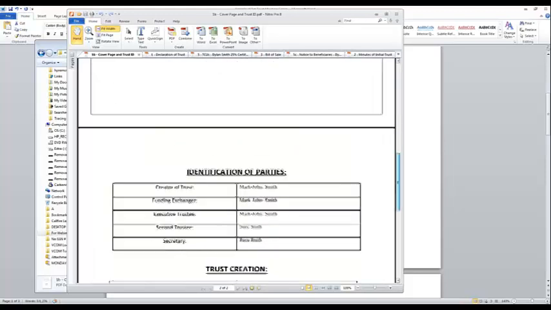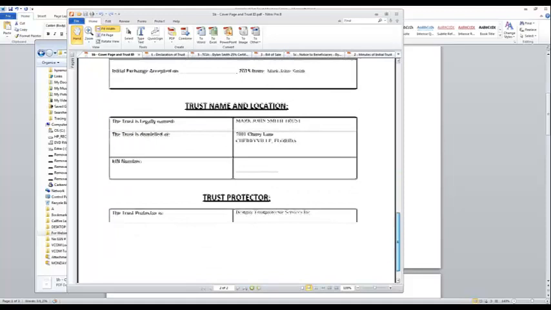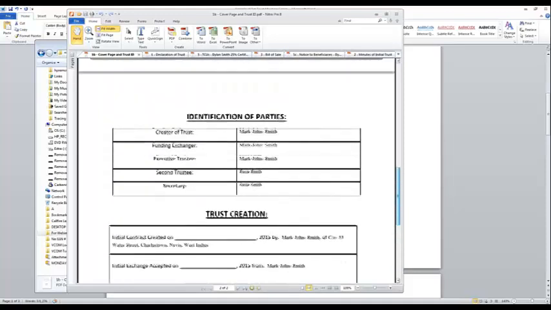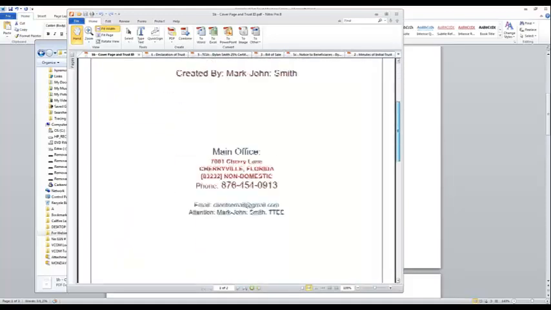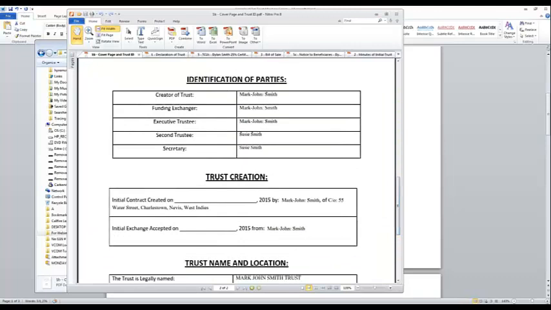Okay, so anyways, this is just something that you could put on the back of it, or when you open the first page, the first little sheet might say this: identification of parties, creator, funder, exchanger, trustee, secretary, just so that you know.